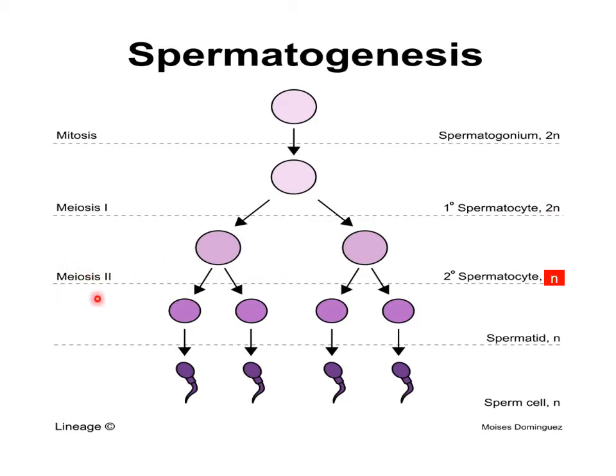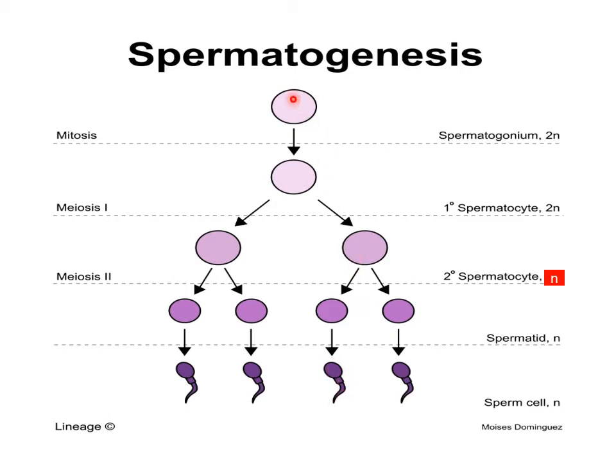Then at the second meiosis, you will see that it divides into two cells, which are called the secondary spermatocytes, which are haploid in number. So the chromosomal number is reduced from 2n to n. The chromosomal number is halved. After that, the four cells which are formed are called spermatids. The spermatids, when they mature, form mature sperm cells, which are also called spermatozoa.